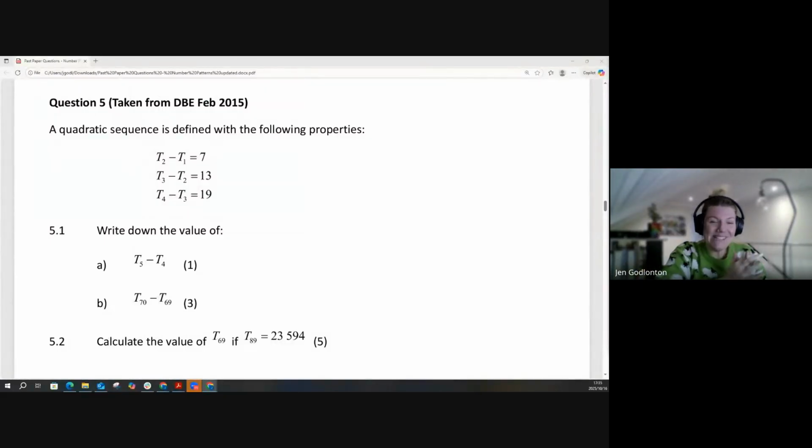Okay, question 1 for tonight. This was taken from the DBE Feb paper in 2015. A quadratic sequence is defined with the following properties. They've told you some things, and the whole question in total is out of 9 marks. The first part is write down the value of T5 minus T4, and then T70 minus T69, and then your final question. I am going to give you tiny pieces of help here, but not a lot.